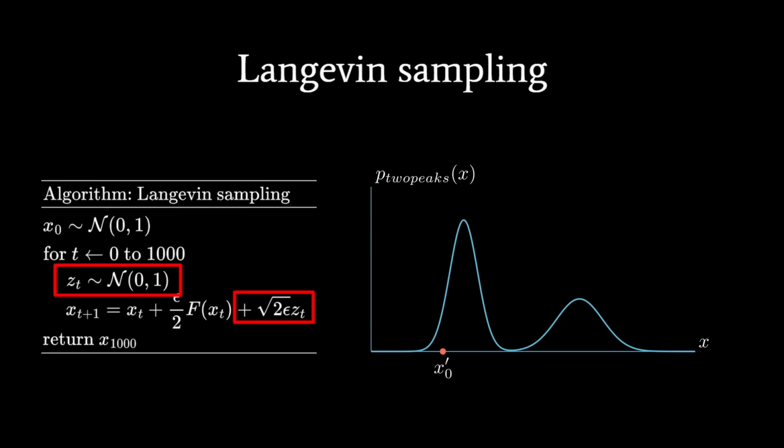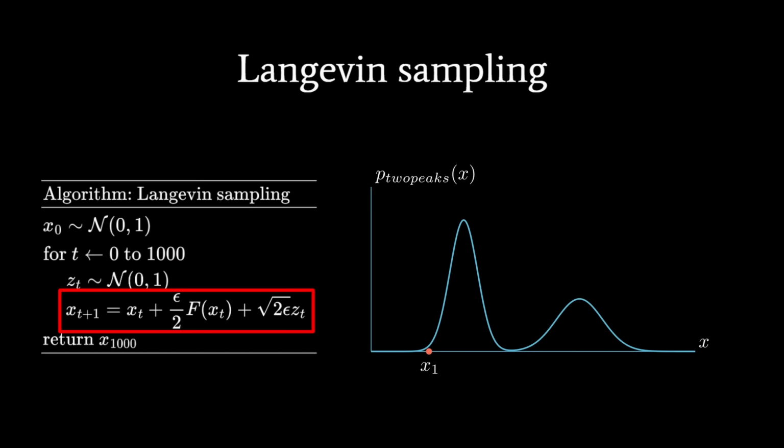Then you generate a new sample from the normal distribution, multiply it with some small number, and add it to x0 prime, bringing you to a new location which we'll call x1. This process of bringing you from x0 to x1 is one Langevin update. It updates the location of your initial sample x0 to some new nearby location x1.